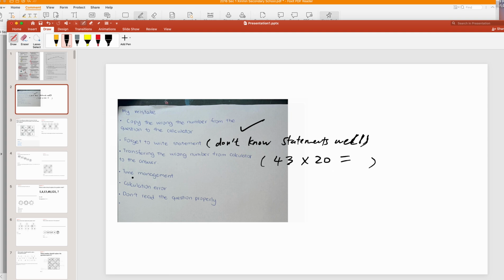Okay. Then time management. I don't know why you need to take so long. When it comes to time management, there is a better strategy: you look through the paper and do the easy ones first.